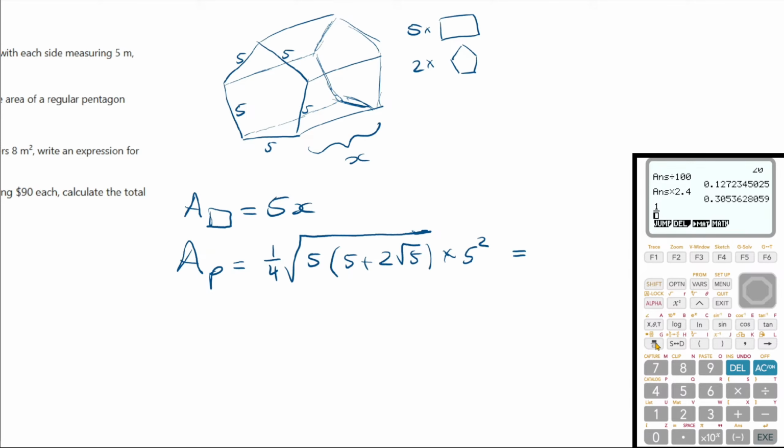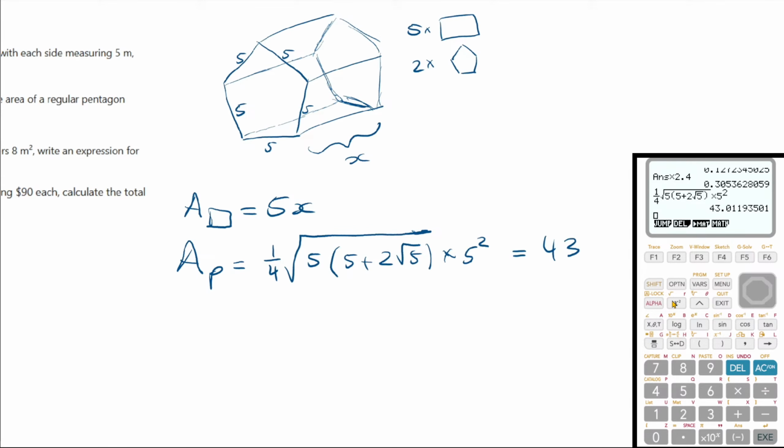We have 1/4, and this is then multiplied by, but let's assume you forgot the multiplication button. That should still work. And then 5 open bracket 5 plus 2, and then another root 5 close bracket. And then we need to just move out of the square root and add a times 5 squared at the end. And we press enter, and it gives us 43 as the answer.